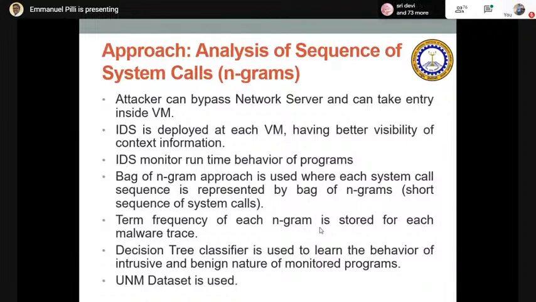The basic sequence of system calls are measured as n-grams. The n is a number where you look at different system calls and create an n-gram, right? So attackers can bypass a network server and can take entry inside the VM. The IDS is deployed at each VM, having better visibility for context information. IDS monitors the runtime behavior of the programs. So the bag of n-gram approach is used, right? In the bag of n-grams, a short sequence of system calls is used. The term frequency for each n-gram is stored for every malware defense. So we use the decision tree classifier basically, and also use the UNM dataset, right?